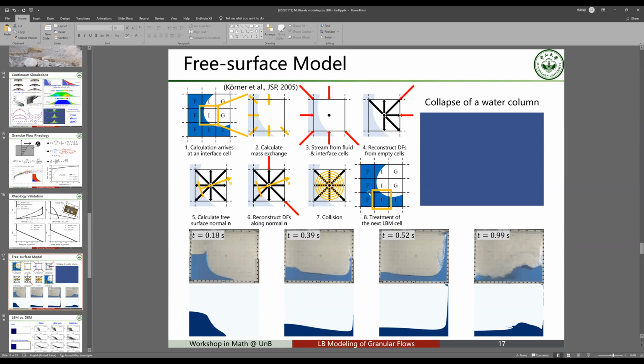I see. So the advantage is that we don't calculate these gas cells, so the calculation can be very fast. Okay, very good.